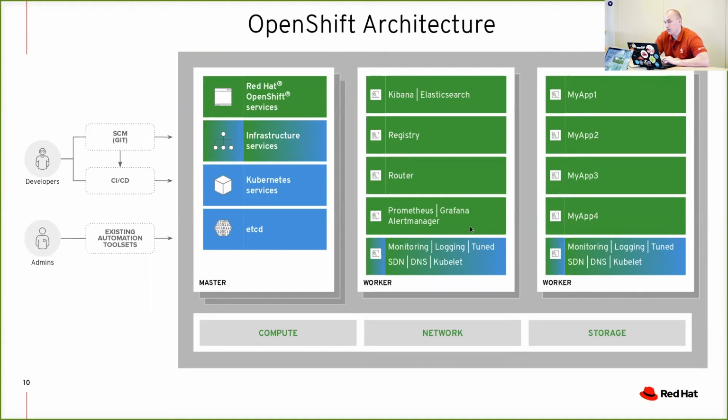The monitoring stack based on Prometheus, Grafana, and Alertmanager; the routing layer, so the out-of-the-box implementation of Kubernetes ingress functionality in OpenShift; the container image registry, which you can use as a kind of local cache for storing the images that are used to run containers in the cluster; and the log aggregation stack, so Kibana, Elasticsearch, and Fluentd.